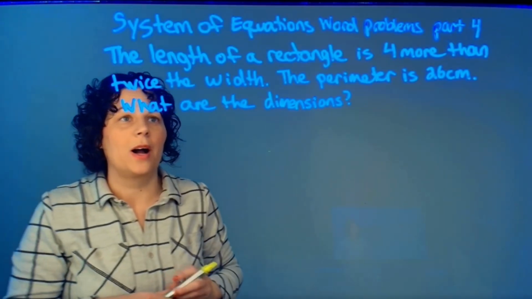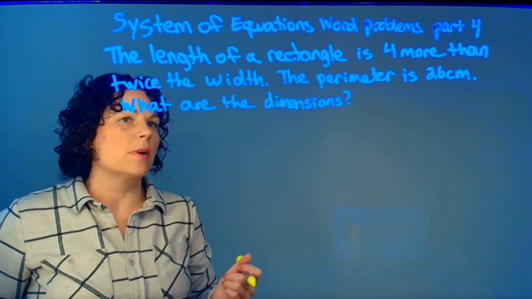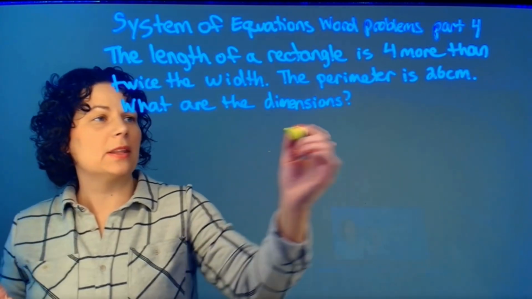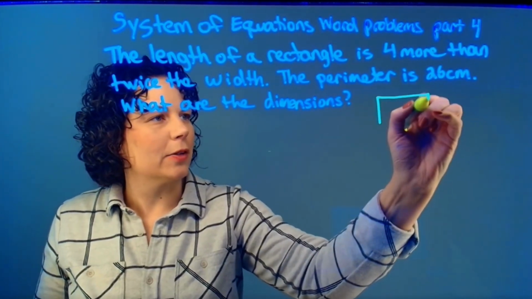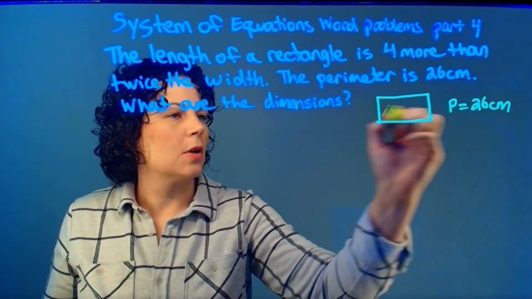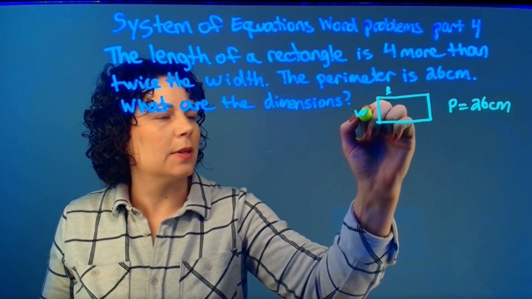Alrighty, we've got another problem. The length of a rectangle is 4 more than twice the width. The perimeter is 26. What are the dimensions? So we want the length and width. I'm going to draw a little rectangle over here. We know that the perimeter is 26 centimeters. We know that this is my length, and we know that this is the width.